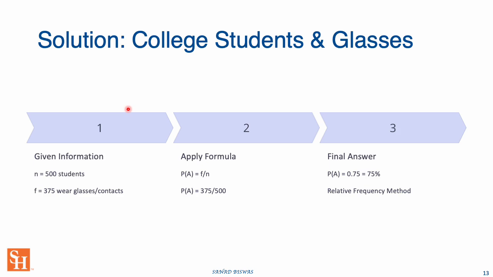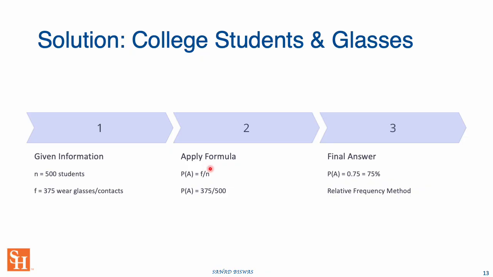So here, what is the total number of students? The total number of students was 500. Therefore, this is our total frequency. And then what is our favorable frequency? That means how many students wear glasses, and the number of students who wear glasses was 375, right? And then we'll apply the relative frequency to calculate the probability.